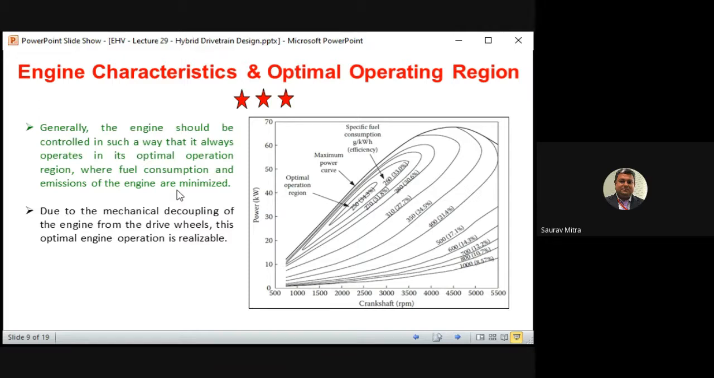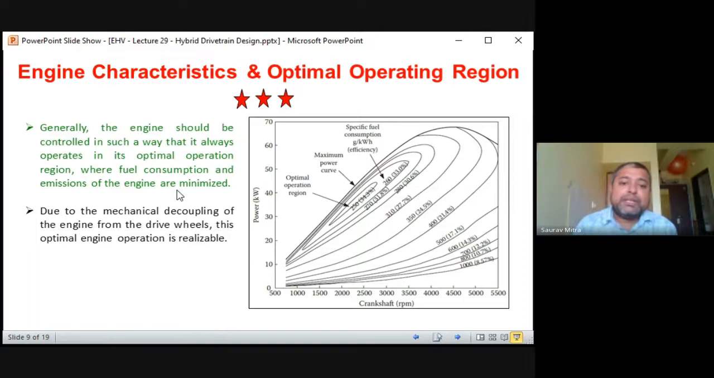Sometimes you want to go to some place very fast. Okay, you can increase your speed up to 100, 150 or so. But if you want the highest life of your vehicle, you should always drive the vehicle in the optimal operating region. So fuel consumption will become less and emissions of the vehicle are minimized.